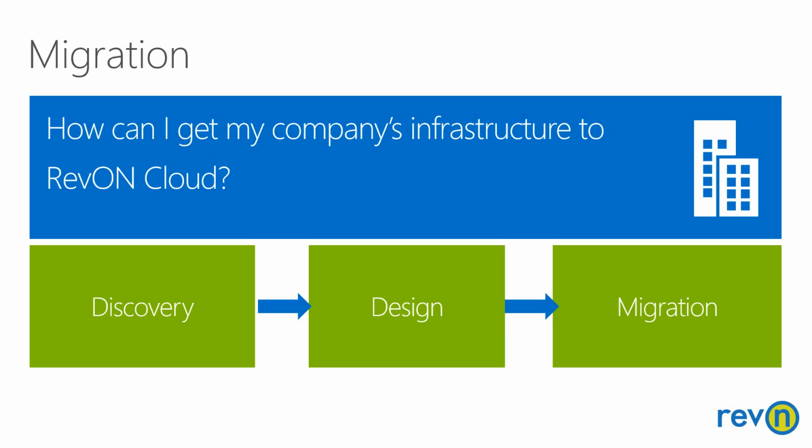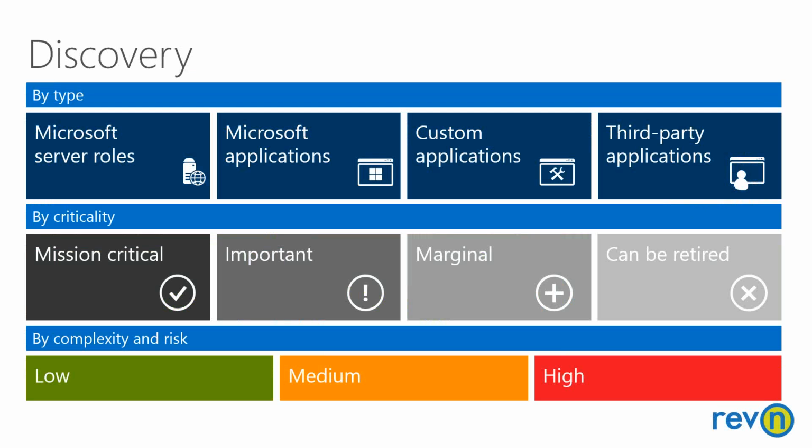So really, in the design you determine the target for those applications and workloads, and it may not be RevON Cloud. As always, we try to have the business's best interest in mind, and do whatever makes sense and is cost effective for the business. And then the last phase is the actual migration, where we stage the cloud environment, get the applications installed, do a preliminary data migration, perform testing to make sure everything's going to work, and then complete the migration and go live.